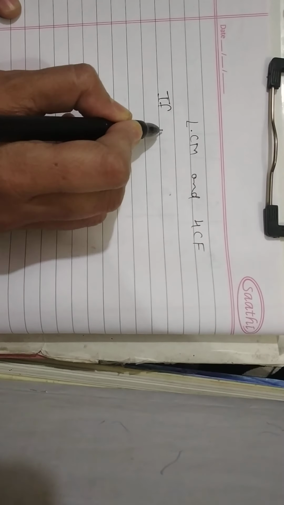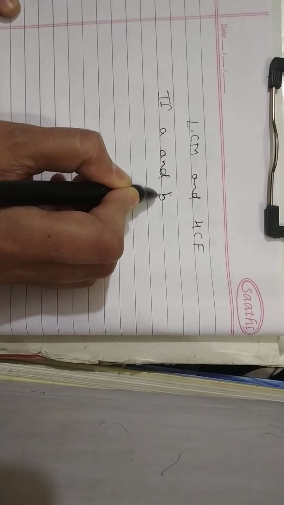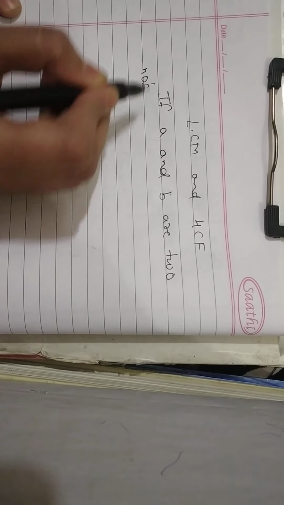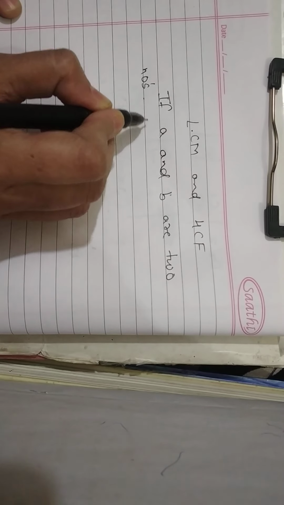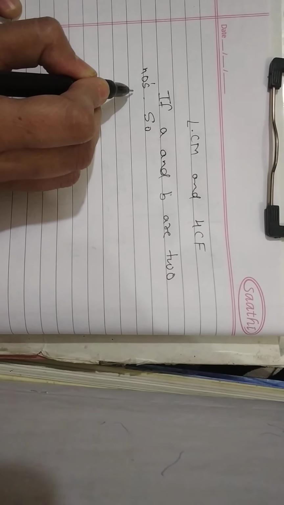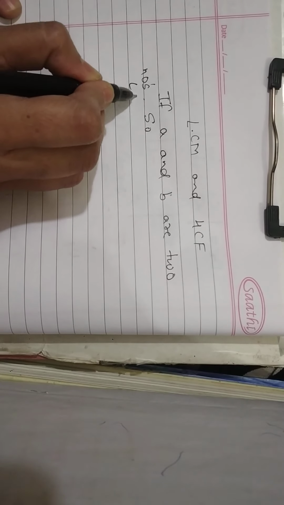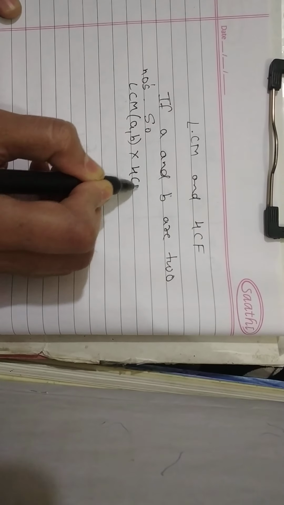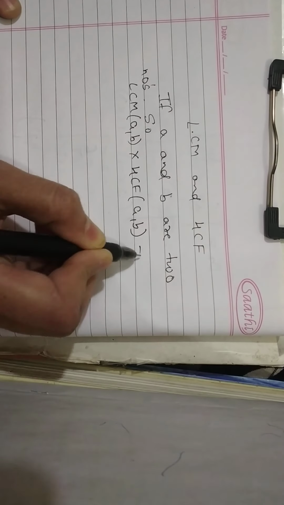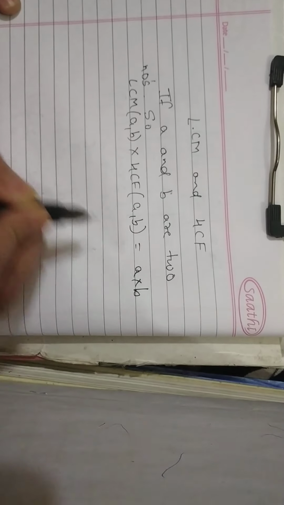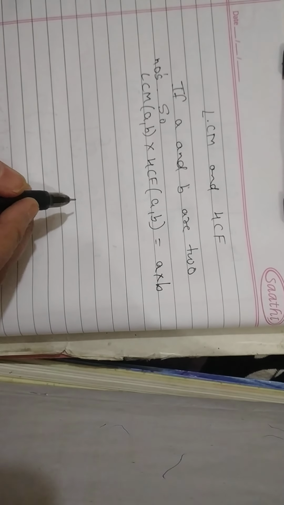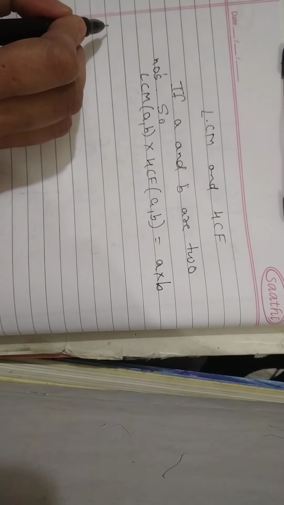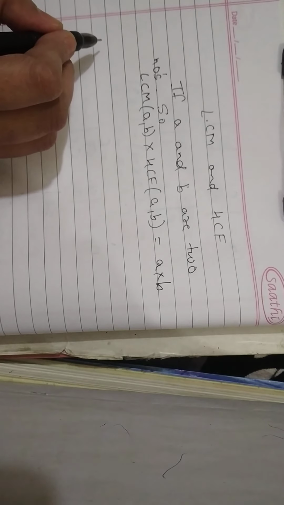If A and B are two numbers, so LCM of A, B into HCF of A, B is equal to product of two numbers. We'll see this. First, we'll take solved example 6 of this topic.